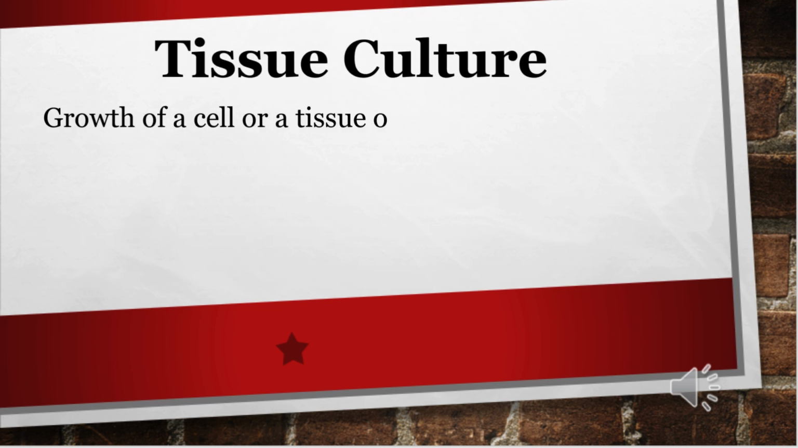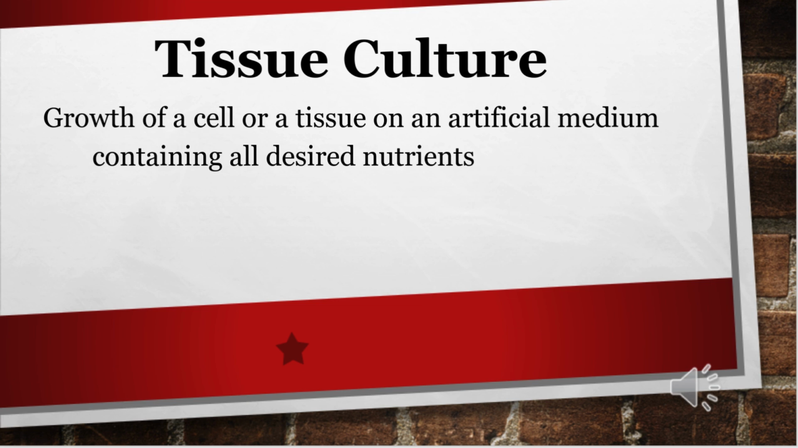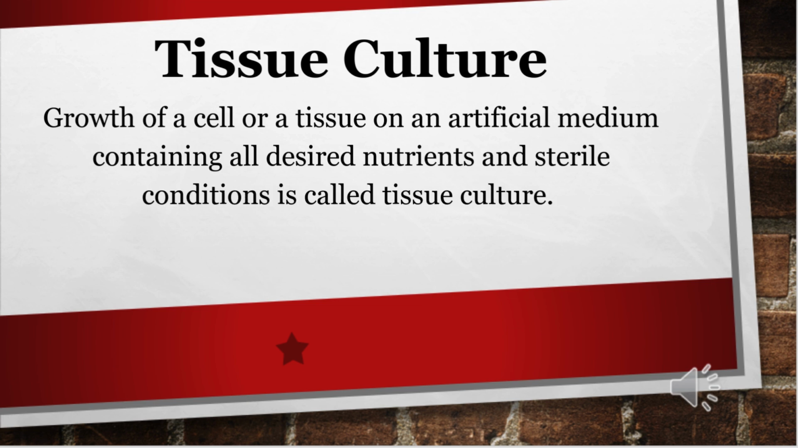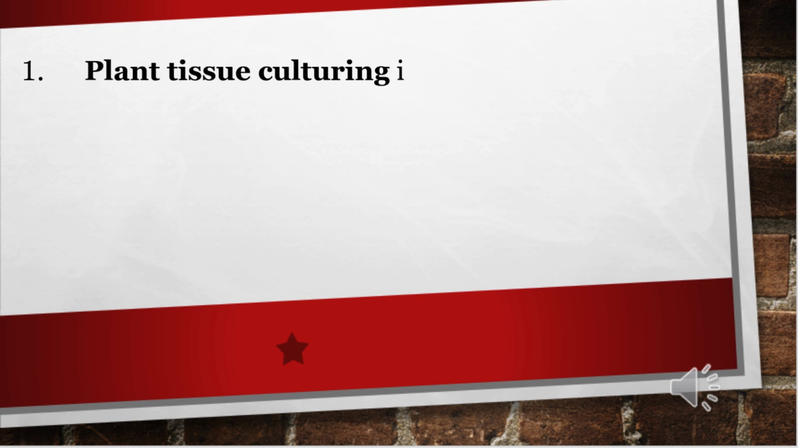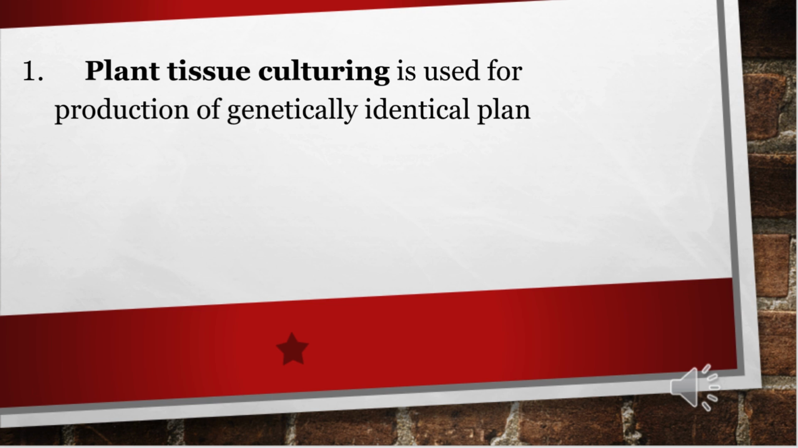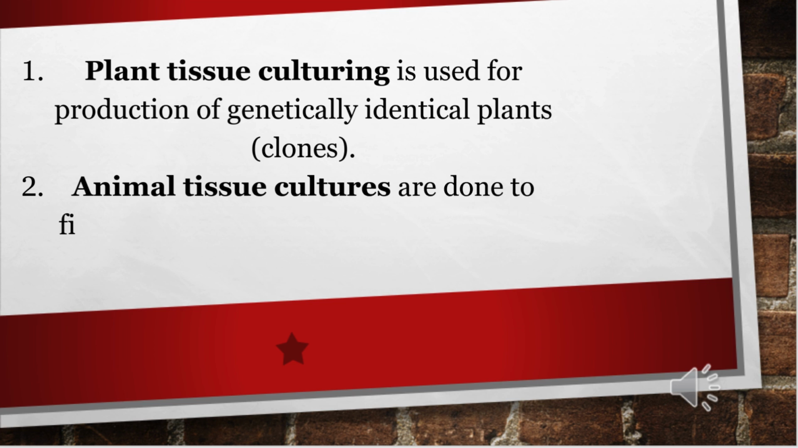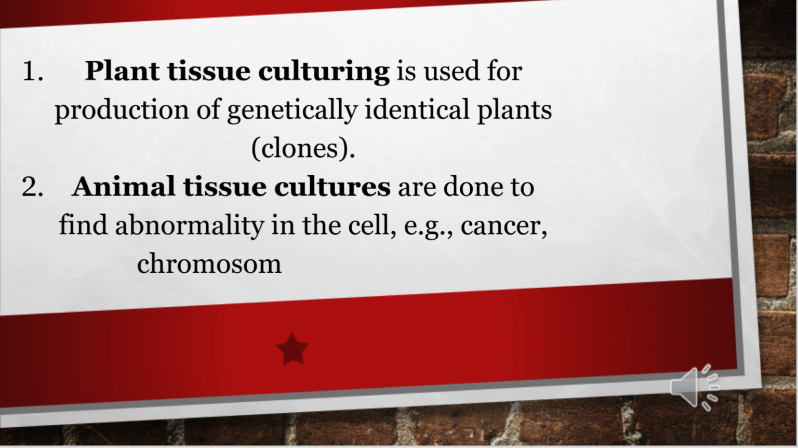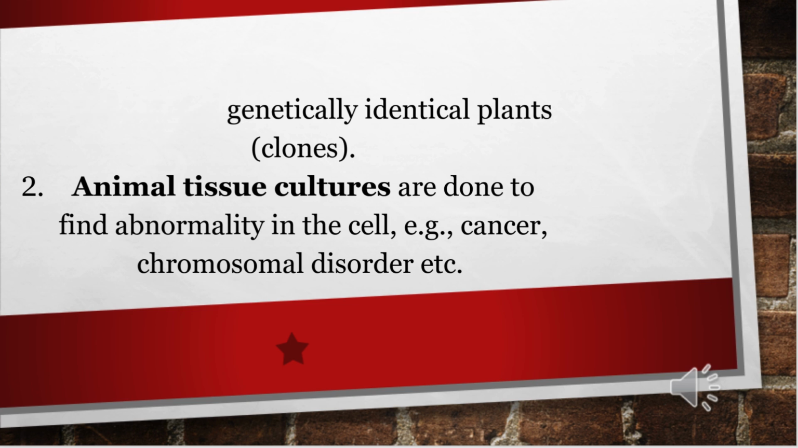Tissue culture: growth of a cell or a tissue on an artificial medium containing all desired nutrients in sterile conditions is called tissue culture. Plant tissue culturing is used for production of genetically identical plants, clones. While animal tissue cultures are done to find abnormality in the cell, for instance cancer, chromosomal disorder, etc. Maintaining a sterile environment is critical to prevent contamination from bacteria, fungi, or other microorganisms that can compromise culture results. Cultures are maintained in incubators with a controlled temperature of 37 degrees Celsius, humidity, and CO2 levels to mimic the natural physiological conditions of the cells.